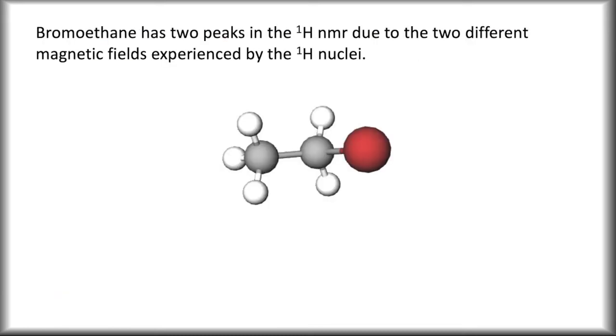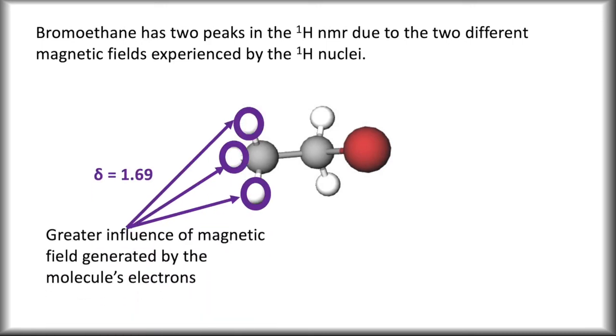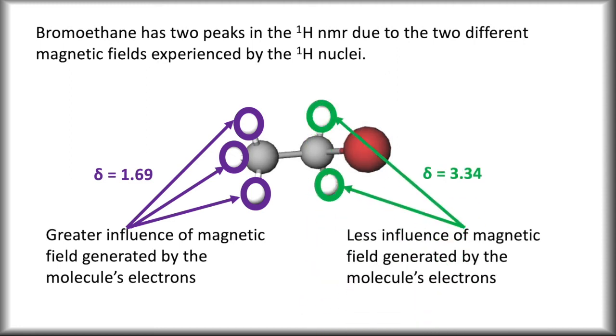So let's go back to bromoethane with its two peaks due to the two different magnetic fields experienced by the hydrogen nuclei. So those in purple have a chemical shift value of 1.69, so they are experiencing a greater shielding by the molecule's electrons. However, those nearest to the bromine, that electronegative atom, have less shielding from the molecule's electrons, and so experience a greater influence of the external magnetic field, and therefore have a larger chemical shift value.